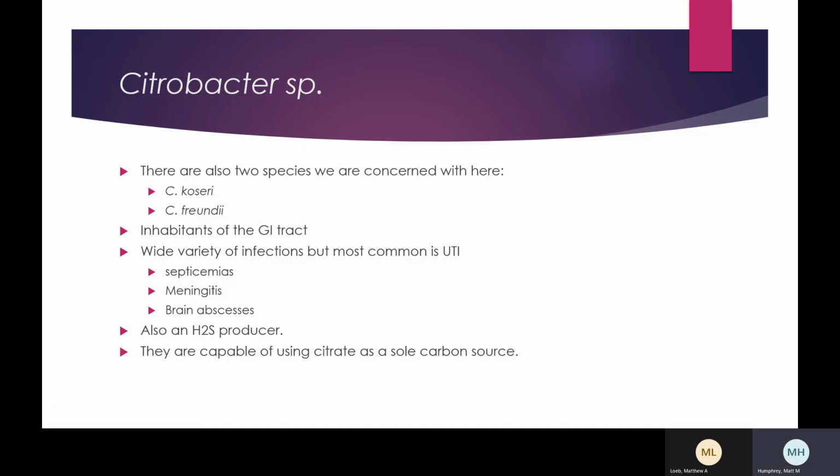So the two species we're going to consider here are Citrobacter koseri and freundii. Both are inhabitants of the GI tract, but they're most common in UTIs, but we do occasionally get them in septicemias, meningitis, and brain abscesses. These ones are also H2S producers. And they get their name Citrobacter because they're able to utilize citrate as a sole carbon source. They don't need a whole bunch.